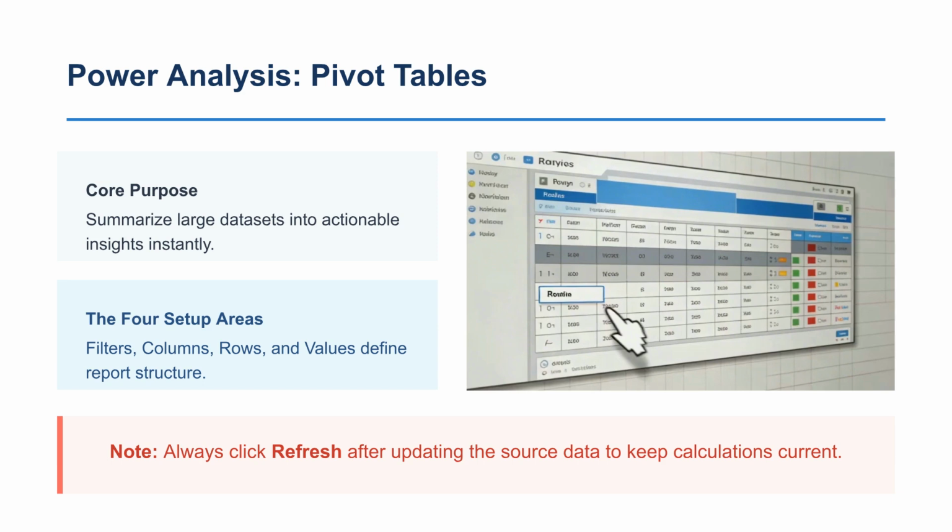Pivot tables are Excel's most powerful tool for analysis, summarizing large datasets instantly. The 4 setup areas: filters, columns, rows, and values, define your report structure. Remember this crucial note: pivot tables do not update automatically. You must always click refresh after updating your source data.